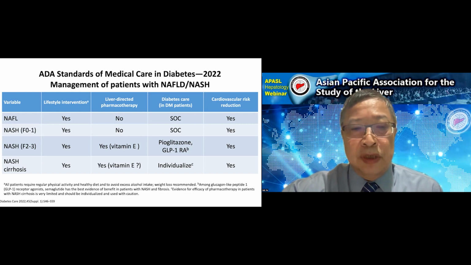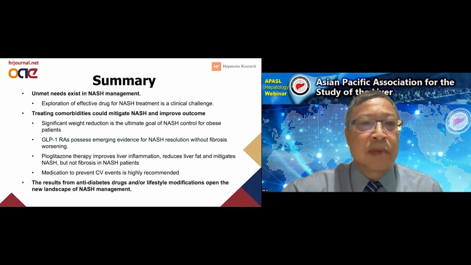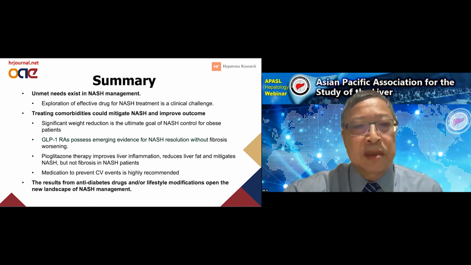For NASH cirrhotic patients with diabetes, the evidence still needs to accumulate to use GLP-1 receptor agonists to treat this special population. So in summary, there are still many unmet needs in NASH management. Exploration of effective drugs for NASH treatment is still very challenging. Treating comorbidities could mitigate NASH and improve the long-term outcome of patients with NASH.